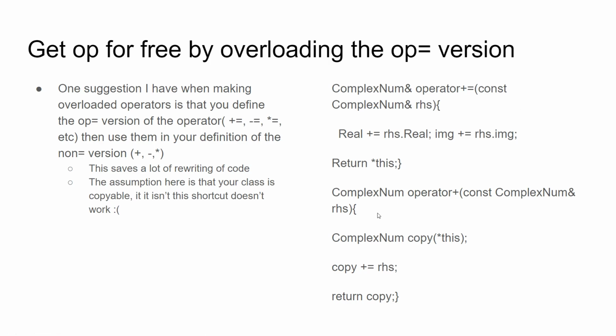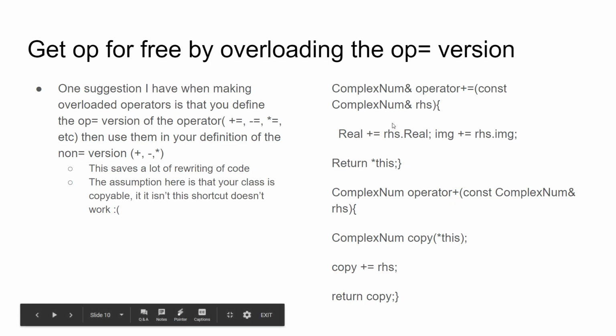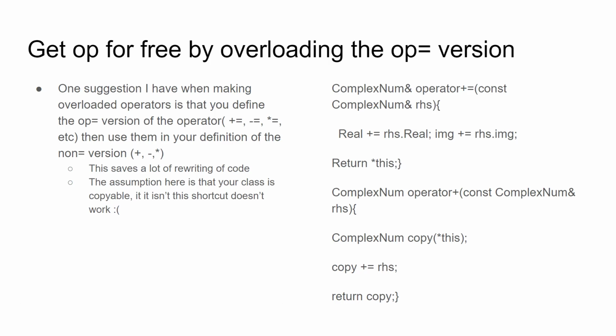But then over here in the complex number itself, right, the plus version, I can copy myself and then just call the plus equals in the copy. Copy plus equals the right-hand side, and then return the copy. What I was alluding to just 1 second ago is this.